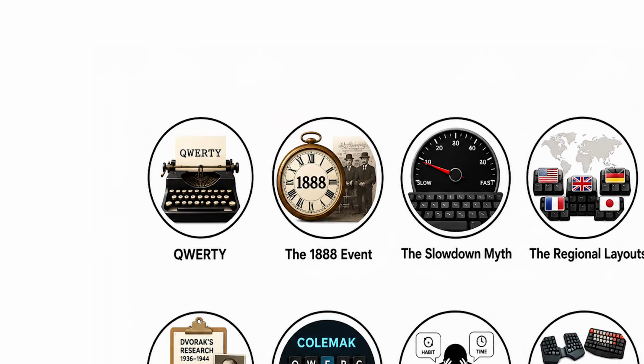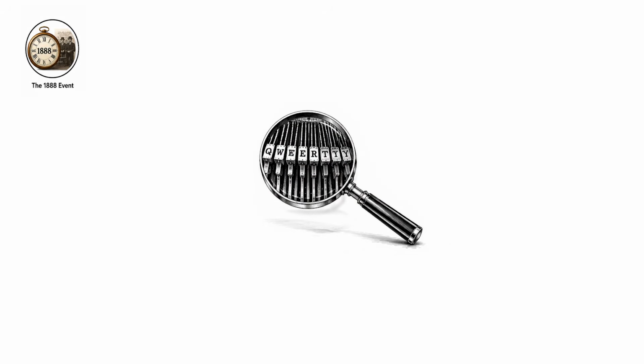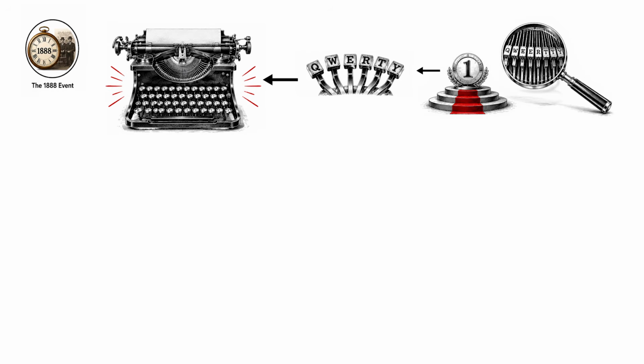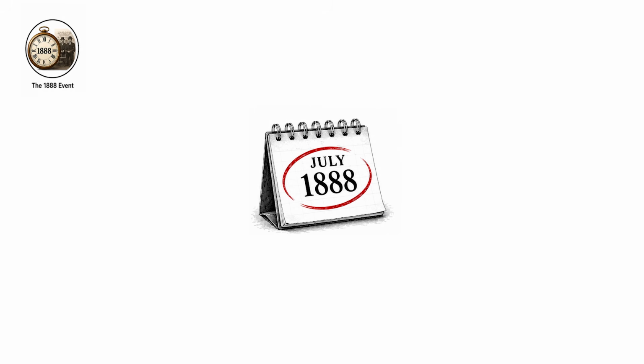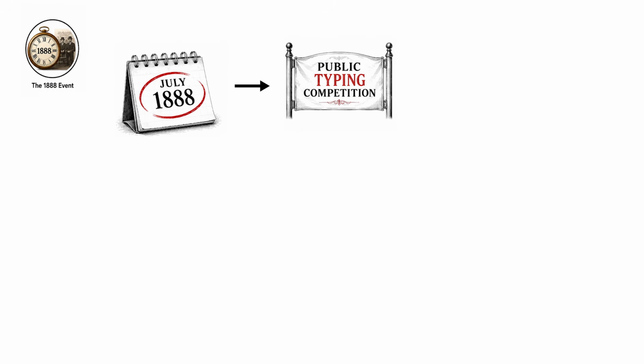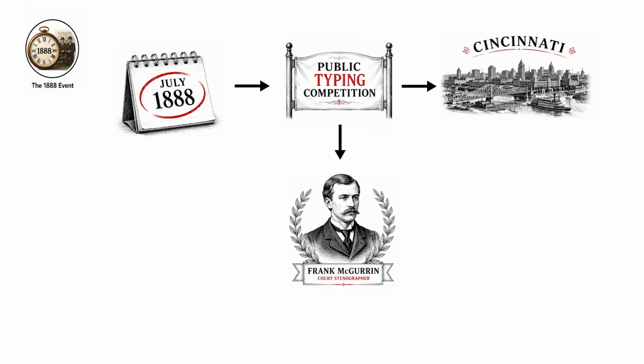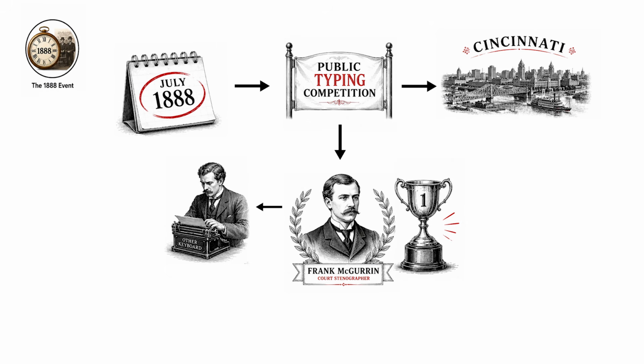The 1888 event that actually sealed QWERTY's fate. The standard explanation for why QWERTY won is that it was simply the first typewriter layout to exist. That's only half the story. In July 1888, a public typing competition was held in Cincinnati. Frank McGurran, a court stenographer, won decisively against an opponent using a different keyboard.